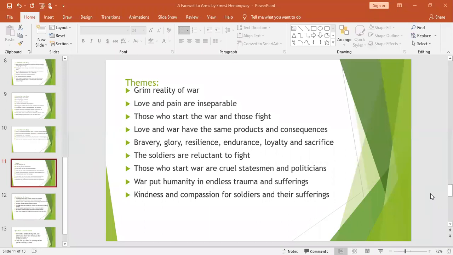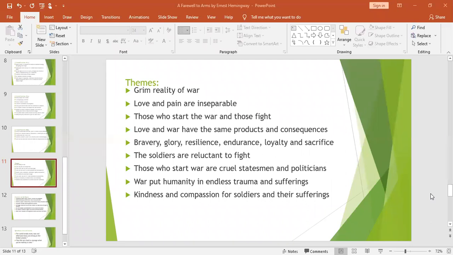War puts humanity in endless trauma and sufferings. As we know, war is neither case good. So war always brings sufferings, destruction, and trauma, endless sufferings. We can say that, and there is a need of kindness and compassion. Basically, doctors and nurses show kindness and compassion, and they are there to show kindness and compassion to the soldiers in their suffering.